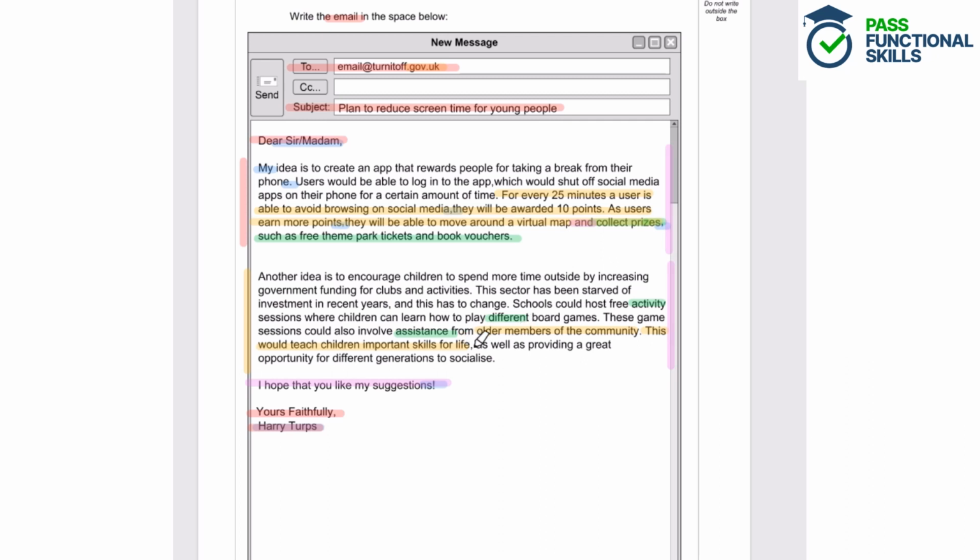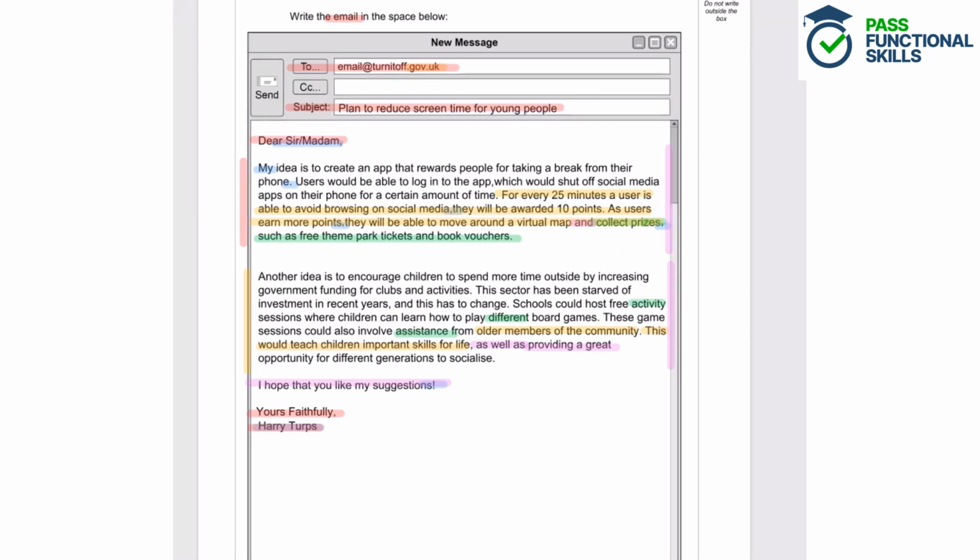And then we've also got as well as, which has a very similar role in this sentence. So this would teach children important skills for life. And then we've got a comma and the connective as well as to add some additional information. So it will also provide a great opportunity for different generations to socialise. So try to link your ideas together to help the answer flow effectively, and make sure that your paragraphs are organised in a logical order.